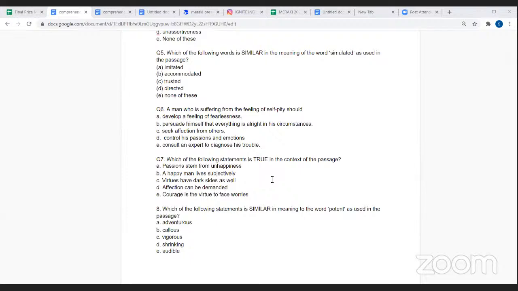Is it B? A happy man lives objective. No, it's not B. It is E. Courage is the virtue to face worries.